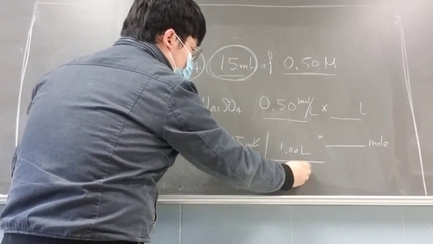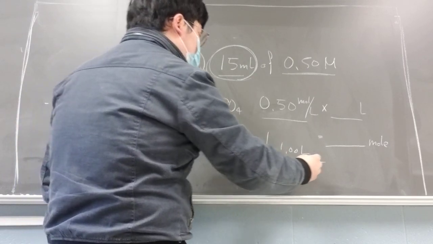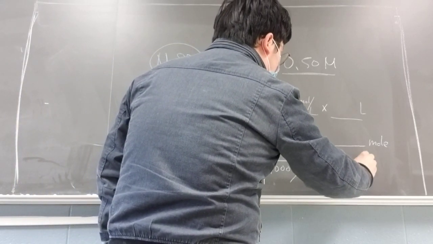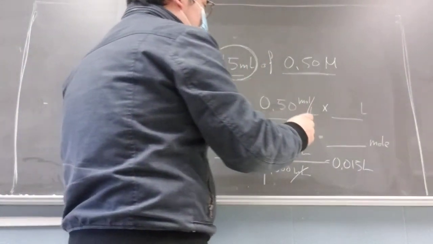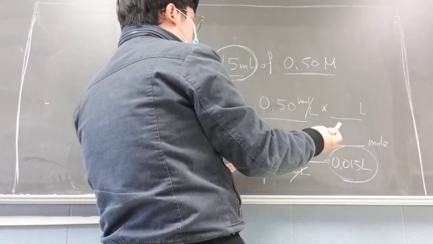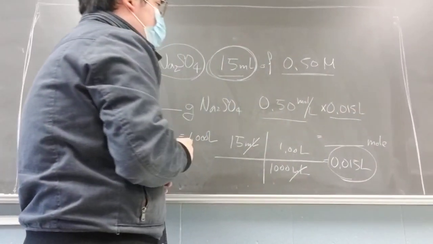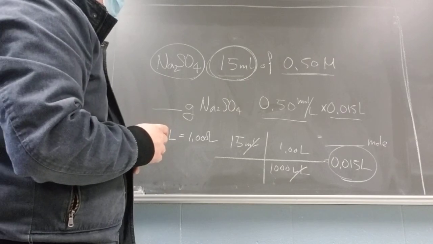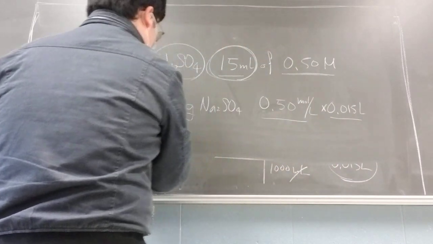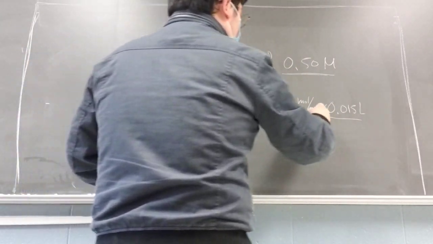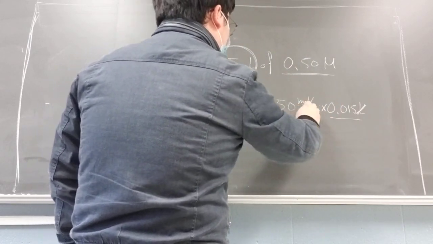So then the old units cancel, and this will be 15 divided by 1,000 times 1. Okay, so that will be 0.015 liters. Makes sense, right? Now we have the volume in liters. We did the unit conversion, so we're happy. So in this case, you're going to multiply these two. The units cancel over here, and that's how you get the number in moles.